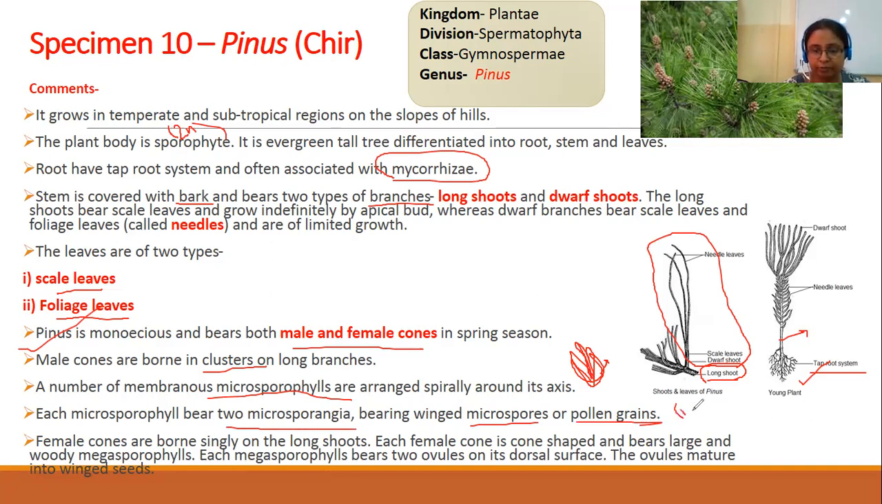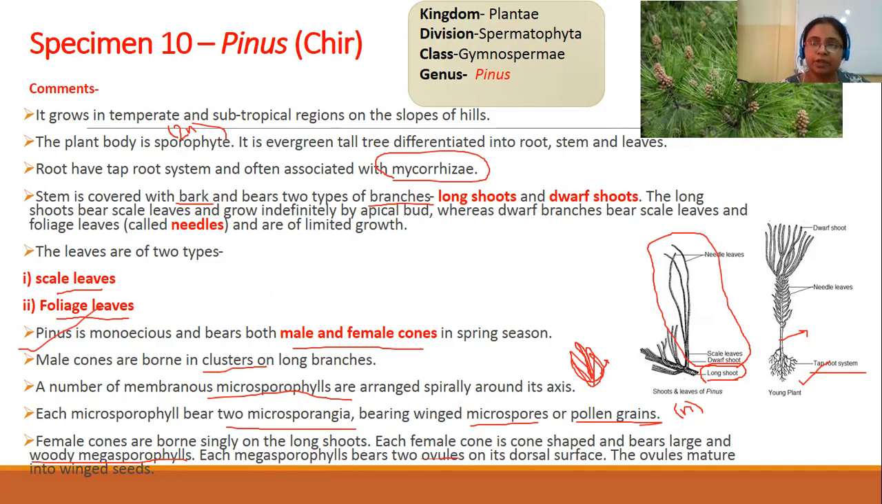Haploid male gametes, n. On the other hand, you can see the beautiful female cones here. These female cones are generally brown in color, woody, very tough and solid, and they are borne singly, terminally on the long shoots. Fine. Each female cone is cone-shaped. They are generally surrounded by the woody megasporophylls. These megasporophylls contain two ovules on the dorsal side.